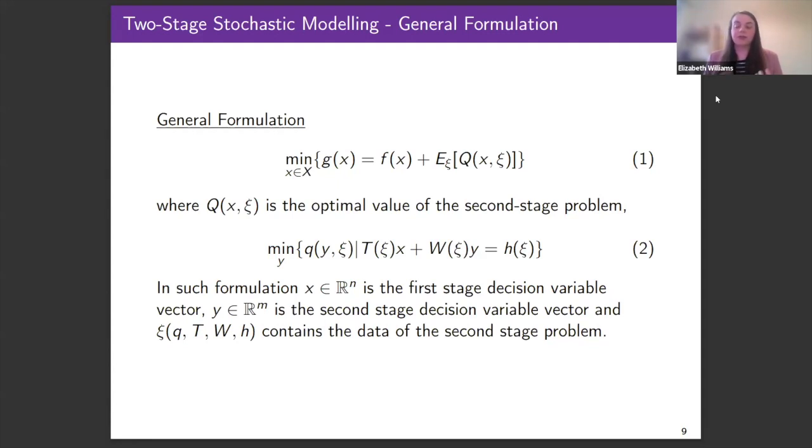Then once psi is realized, our uncertainty, we can formulate our second stage, which is given in equation 2. Here, y is the second stage decision variable, representing the recourse action taken after the uncertainty is known. The equality constraint ensures that the first stage decision x and the second stage decision y together satisfy any constraints imposed by the data.